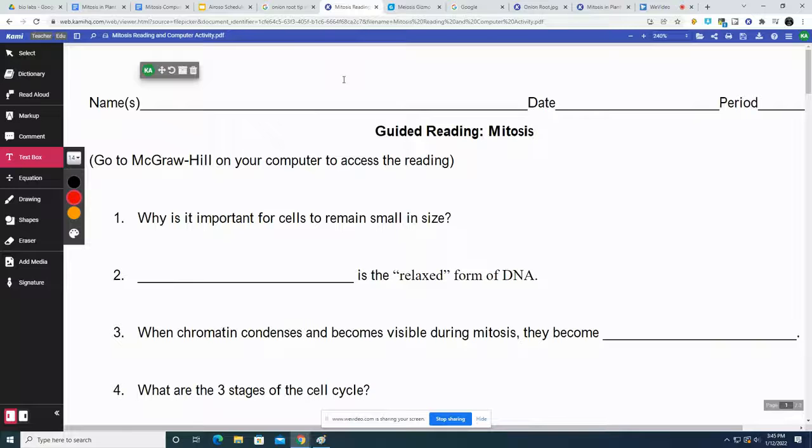Hey folks, if you need help on Tuesday's assignment, the guided reading, mitosis, and computer activity, you came to the right place. I'm also going to show you how to do Thursday's lab activity. So if you need help, here we go.